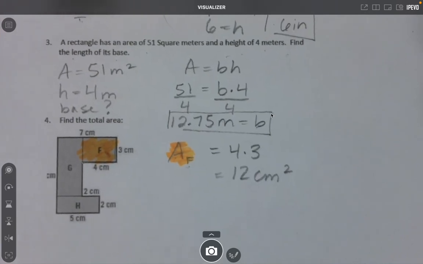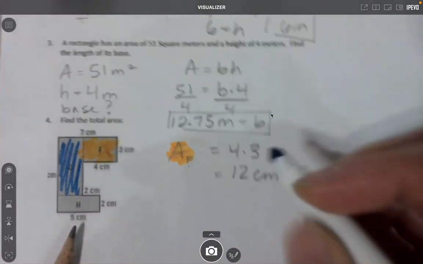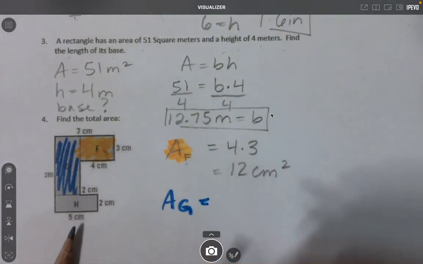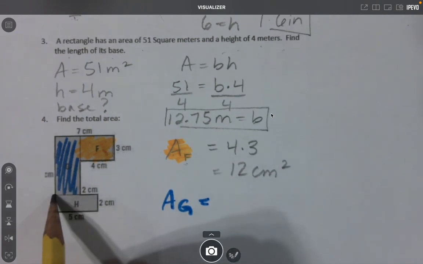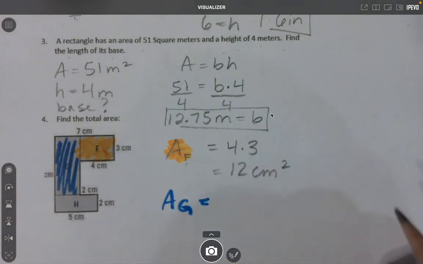All right, now I'm going to look at G. So let's go ahead and choose a color for G. So G is right here. And so I'm finding the area of G. Okay. And on this one, it's a little more complicated because I don't have a number for my base and I don't have a number for my height. So we're going to have to do a little bit of work.